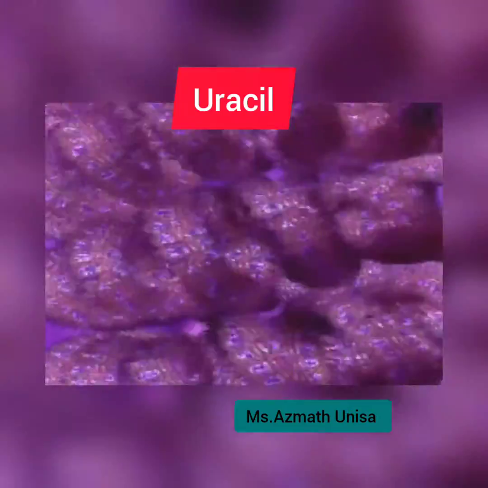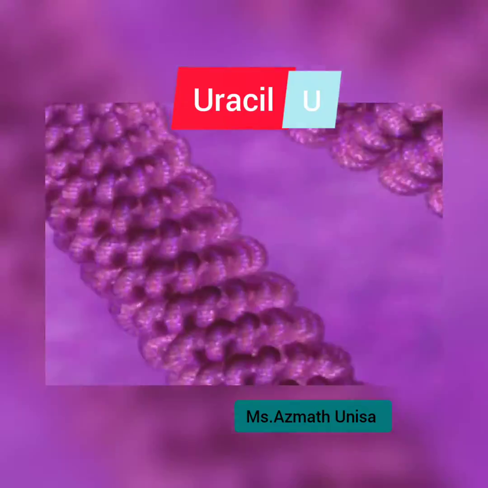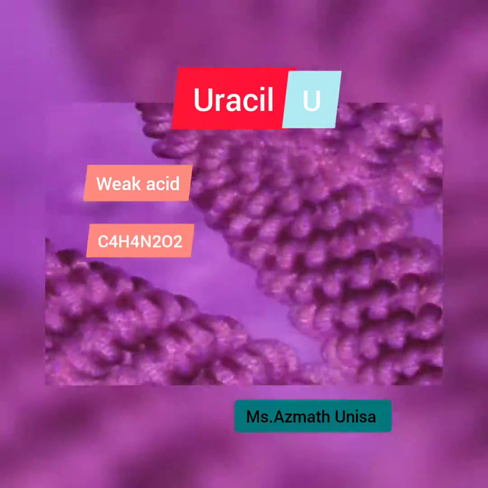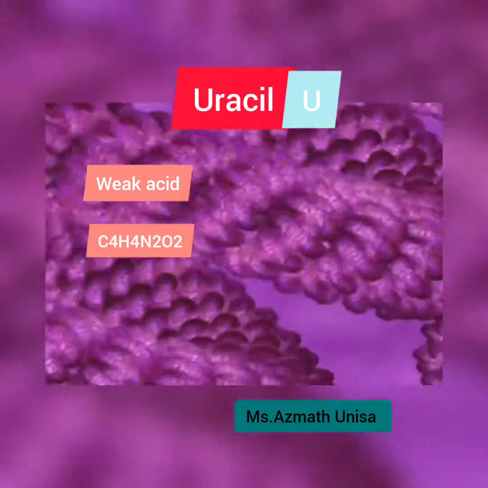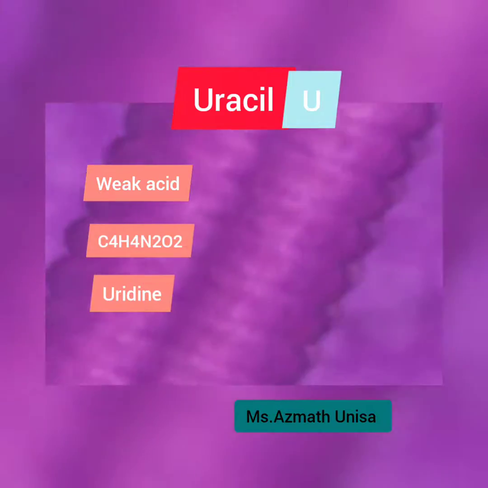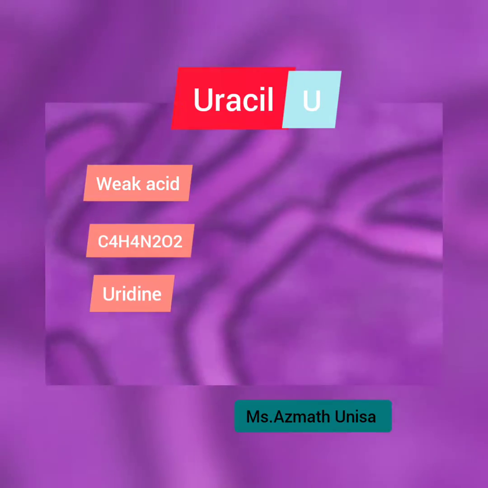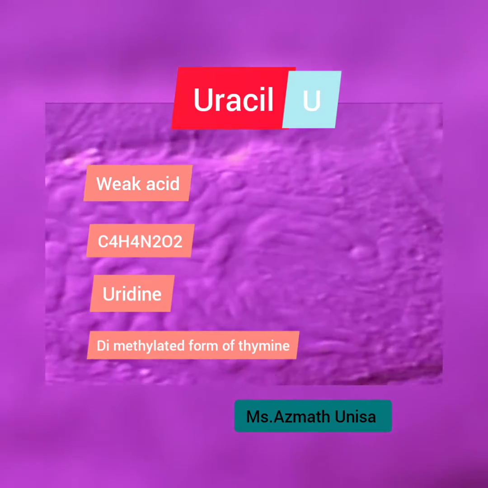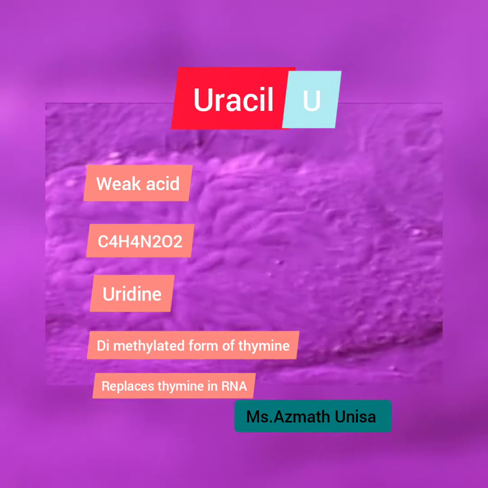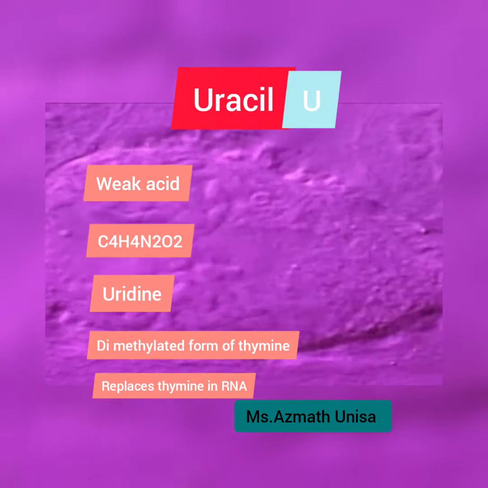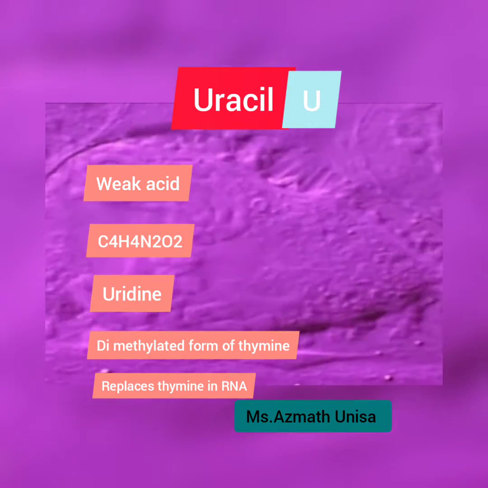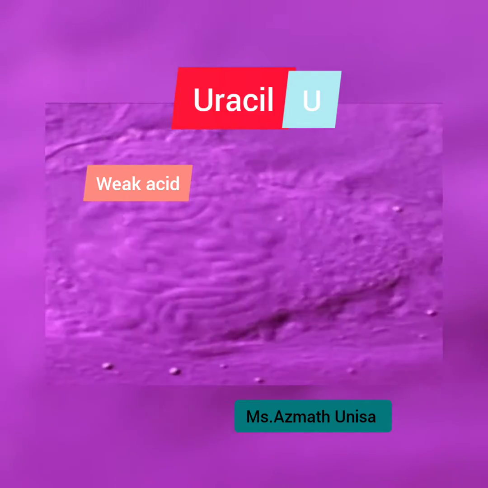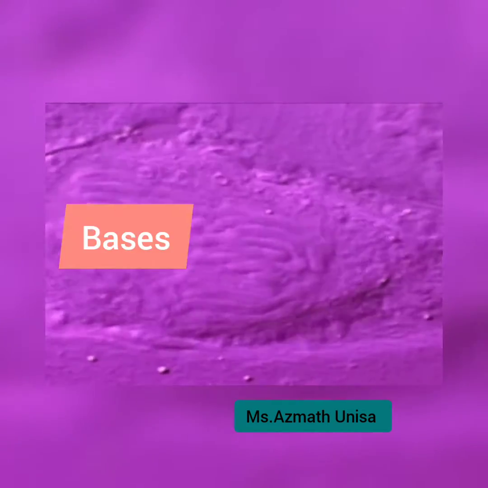And about uracil, it's denoted by U. Uracil is a weak acid with the chemical formula C4H4N2O2. A uracil-based nucleotide is called uridine. Uracil is a demethylated form of thymine and replaces thymine in RNA. Demethylation is a chemical process involving the removal of a methyl group from a molecule.